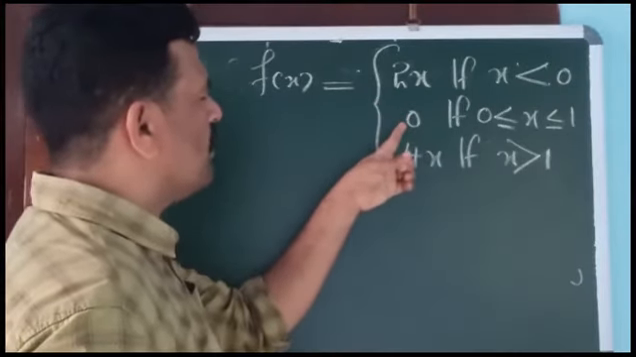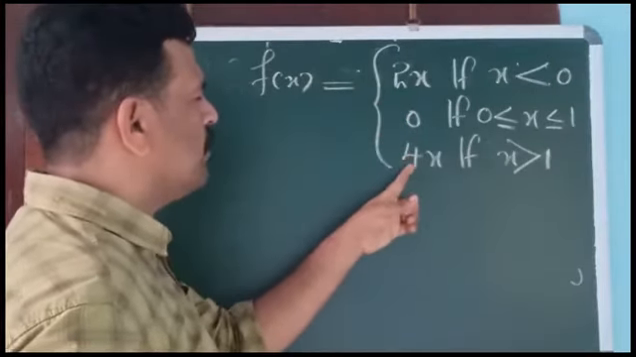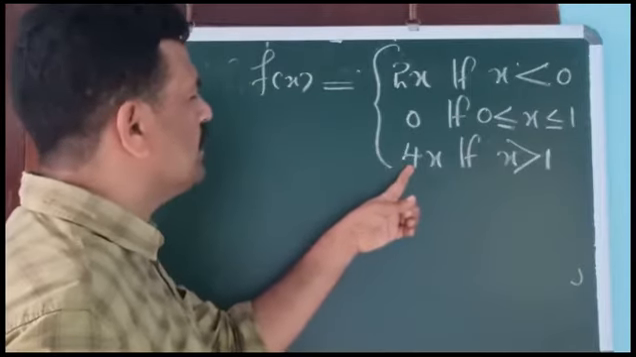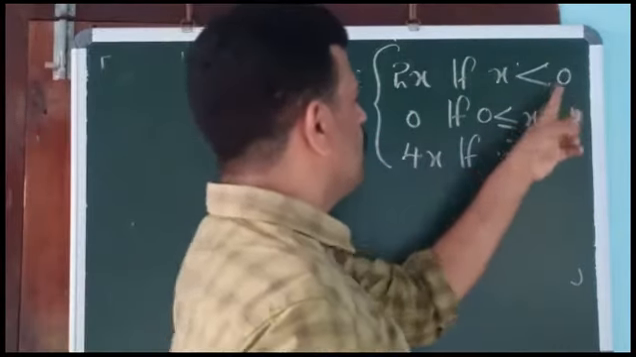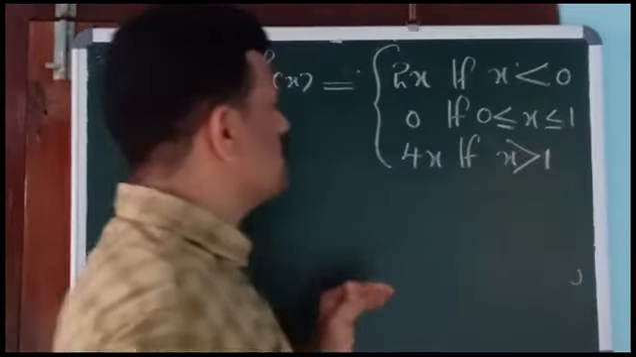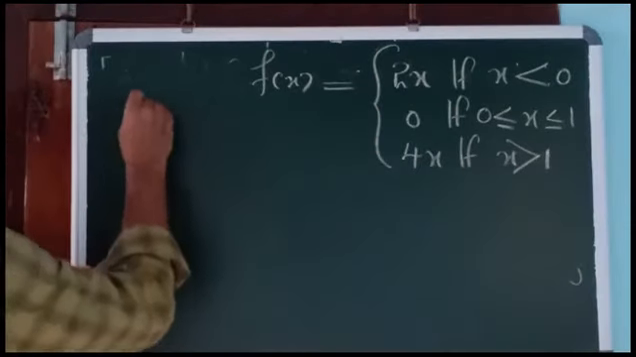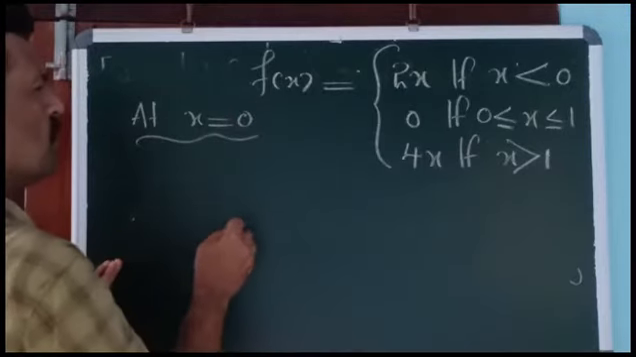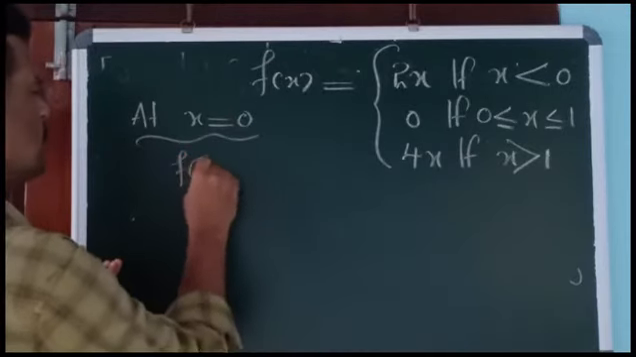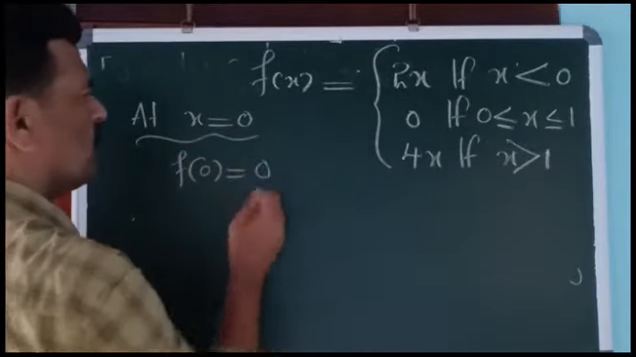Similarly, 0 is a constant function, that is also continuous. 4x is a polynomial function, that is also continuous. We have to examine the continuity at the points 0 and 1. First of all, at x equal to 0. At x equal to 0, the value of the function f(0) is 0.